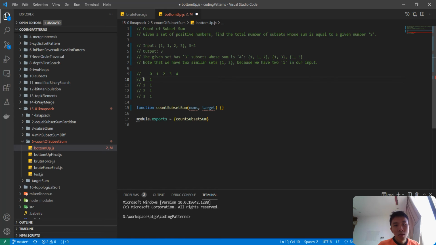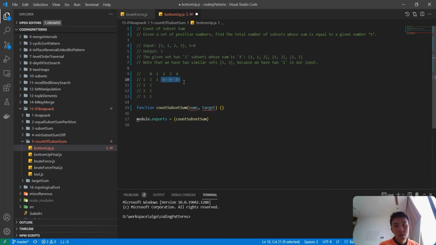So if the number that we're considering is equal to the target number, we have the choice to pick it. So the total number of subsets is 1. There's one possibility. For any other cells in the first row, the answer will be 0, because we have no choice. We have only one choice in this cell.